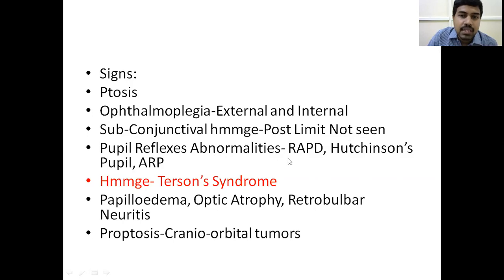Pupillary reflex abnormalities, RAPD, Hutchinson's pupil, ARP, all these can be seen in case of intracranial space occupying lesions. Similarly, papilledema, optic atrophy, retrobulbar neuritis, and proptosis also can be seen. Proptosis is forward protrusion of the eye. Similarly, there is a condition called Terson syndrome. What is that? We'll see. It can be a 2 marks question.